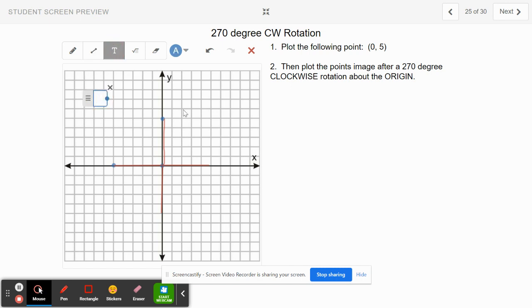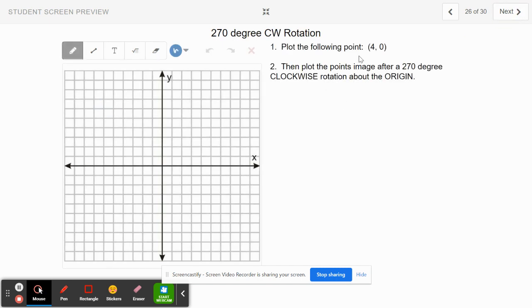All right, so let's talk about it. The pre-image was at 0, 5, and the image now is at -5, 0. All right, so it looks like again we got a flip-flop thing going on, and this time it looks like the old y changed to its opposite. So let's check that out.